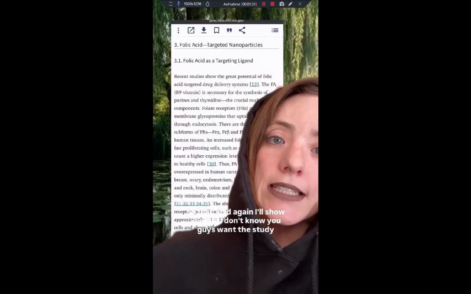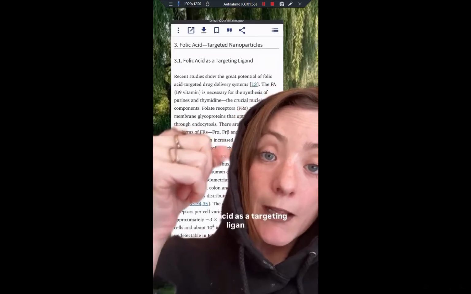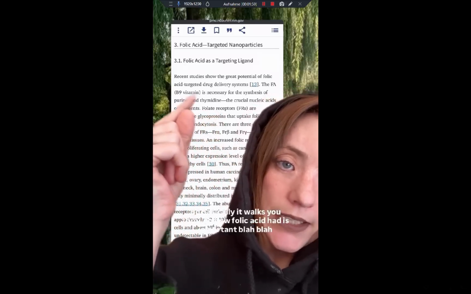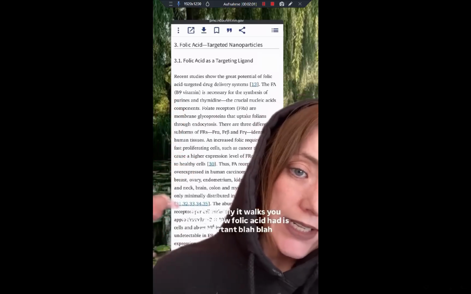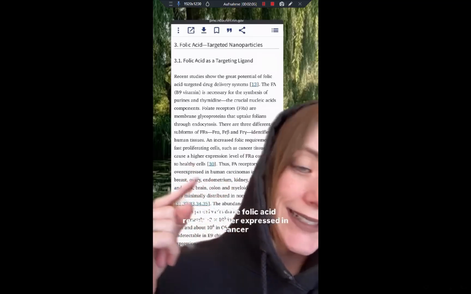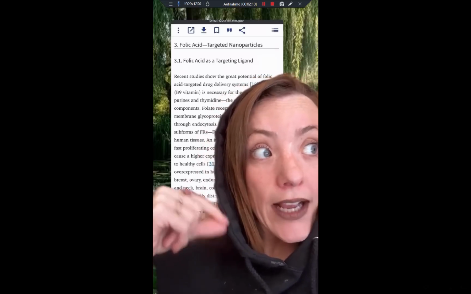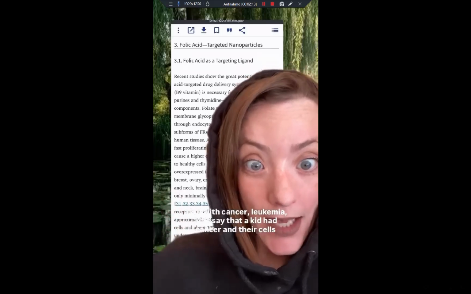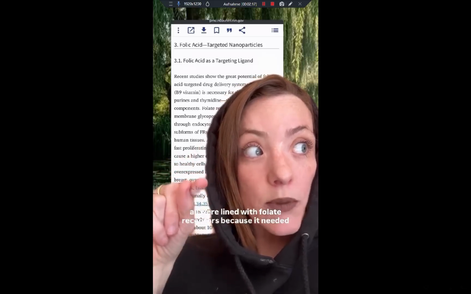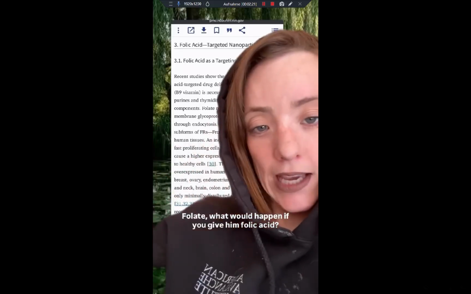So folic acid, again, I'll show you, I don't know, you guys want the study for everything. The folic acid as a targeting ligand. So basically it walks you through how folic acid is important, blah, blah, blah. But the folic acid receptor is overexpressed in cancer. So what would happen if you gave a kid with cancer, leukemia, let's say that kid had cancer and their cells all were lined with folate receptors because it needed folate? What would happen if you give them folic acid?